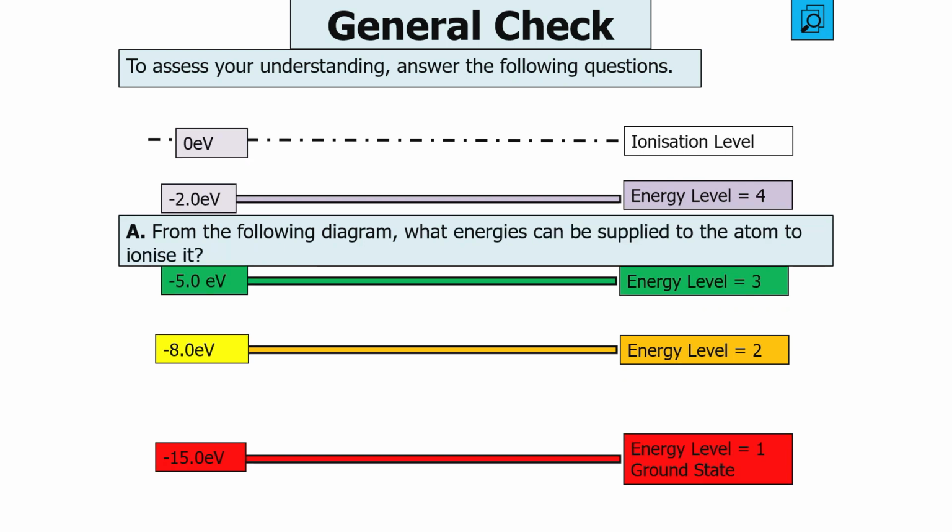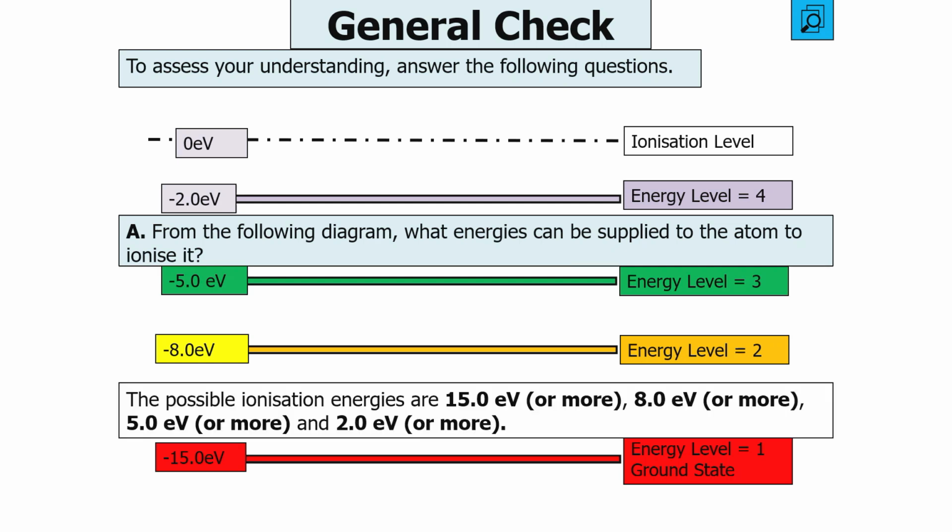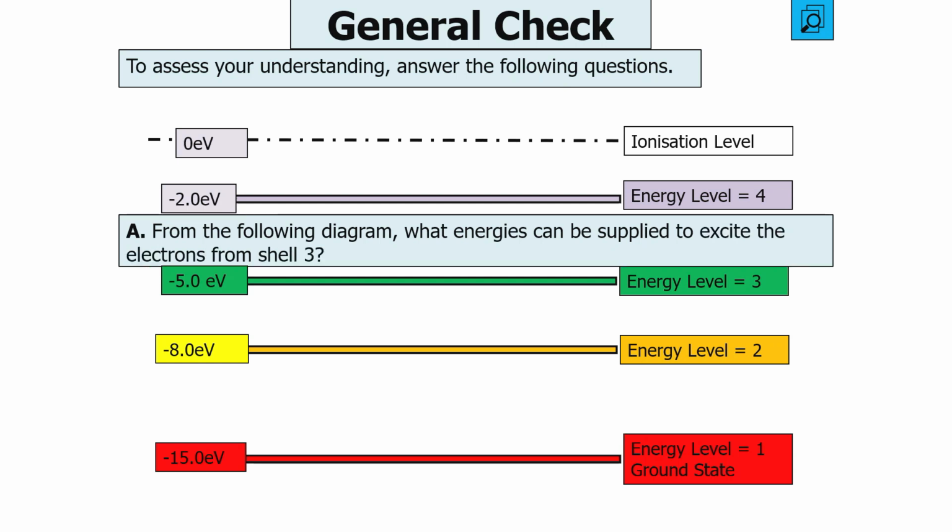From the following diagram, what energies can be supplied to the atom to ionize it? So pause the video now, then unpause the video when you want to go through your answer. The possible ionization energies are 15 eV or more, 8 eV or more, 5 eV or more, or 2 eV or more.